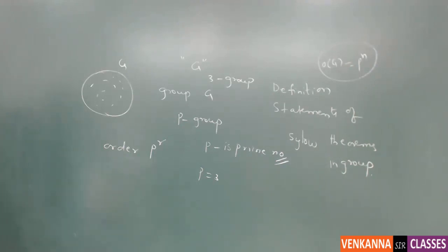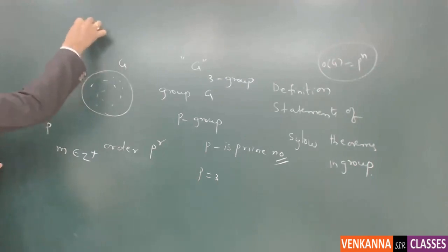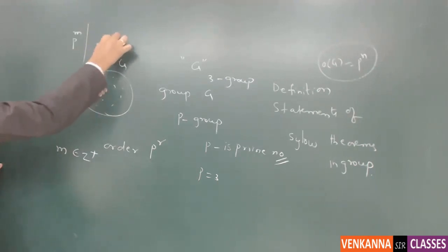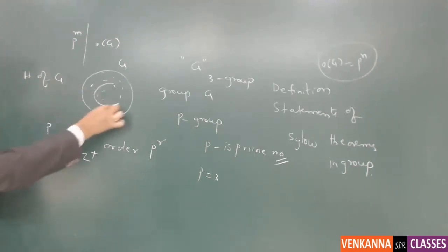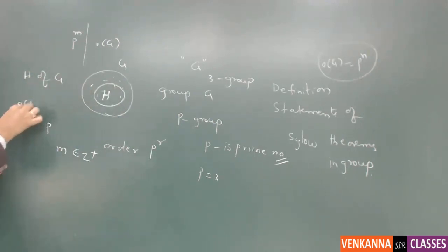Right. Now, the first Sylow theorem states that whenever you take a prime number p and m is a positive integer with the property that p power m divides the order of the group, then we can find a subgroup H of G such that the order of H is equal to p power m.